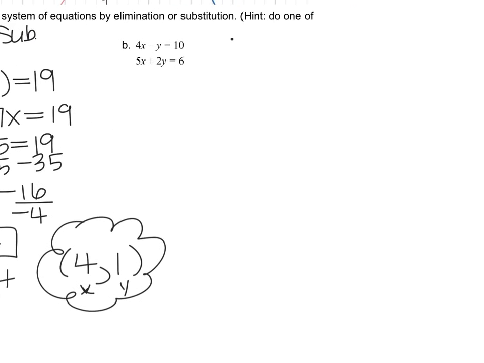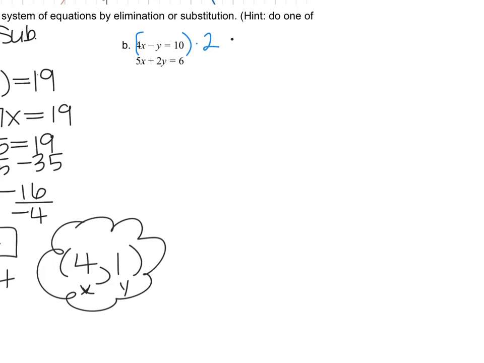Next, we have the system 4x minus y equals 10, 5x plus 2y equals 6. This is an example I'm going to solve using elimination. So when we use elimination to solve a system of equations, we want to make sure the same variable in both equations has the same coefficient but opposite signs. In this system, if we look at our coefficients, the y's already have opposite signs, and it's going to be easy enough to multiply the first equation all by 2 to get them to both be a 2y.